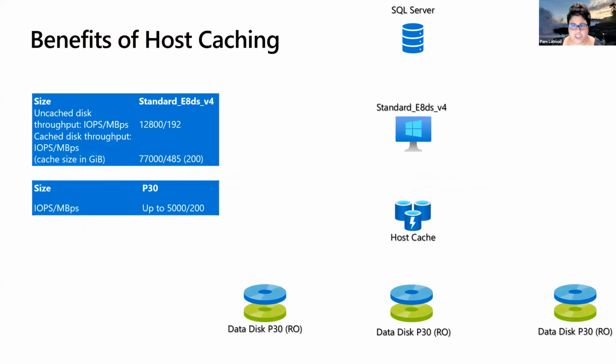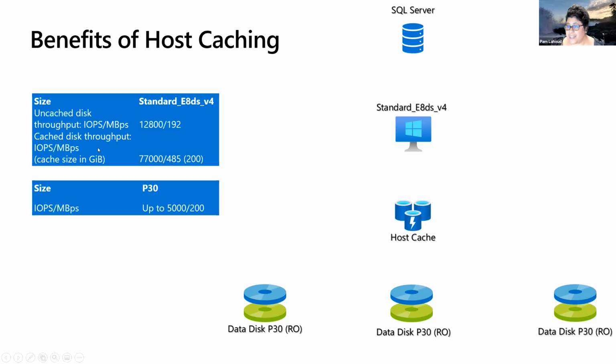Okay, so let's look at the benefits. How does this help you? So we're tying this all together: disk level provisioning, now SSD level provisioning, and VM level provisioning. So same setup. We have that standard E8DS v4, 12,800 IOPS, and 192 megabytes of throughput. Check out the cached throughput though, 77,000 IOPS cache throughput and 485 megabytes of cache throughput.